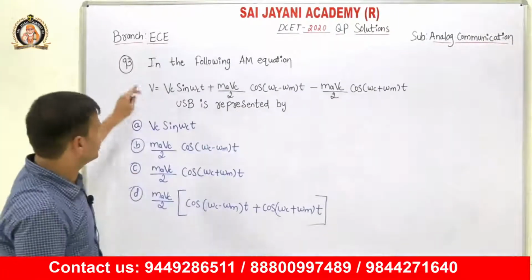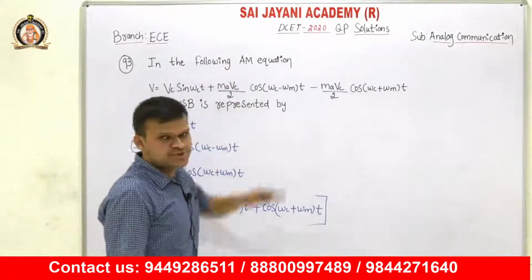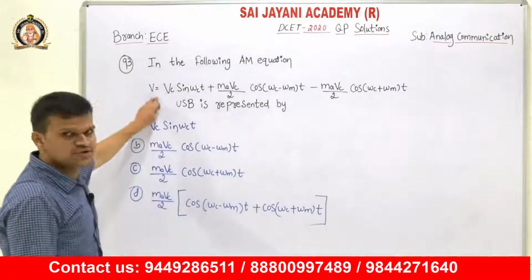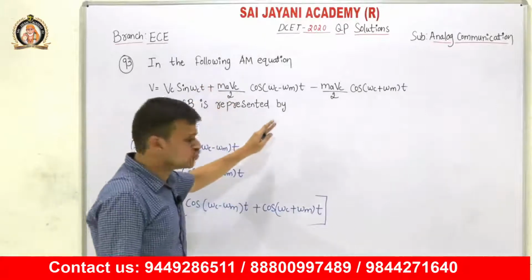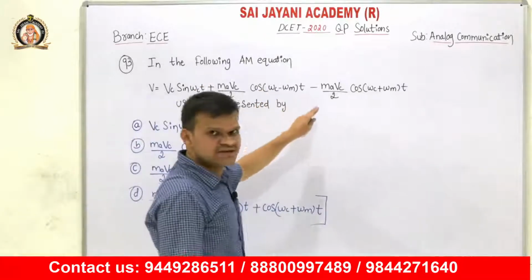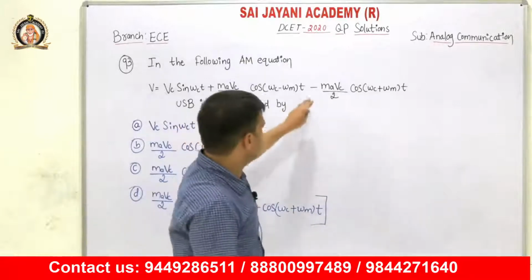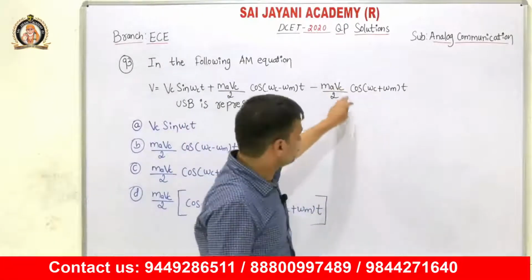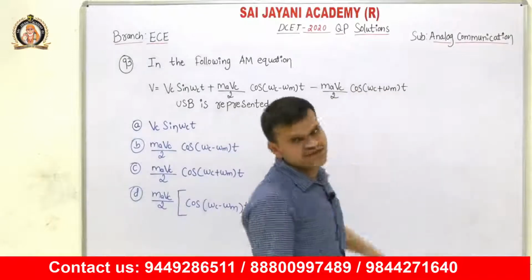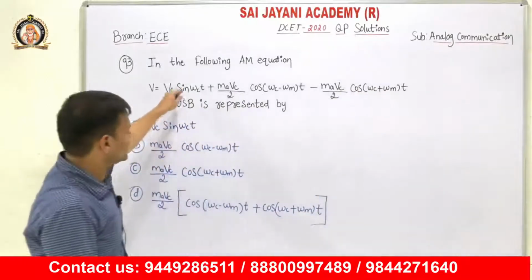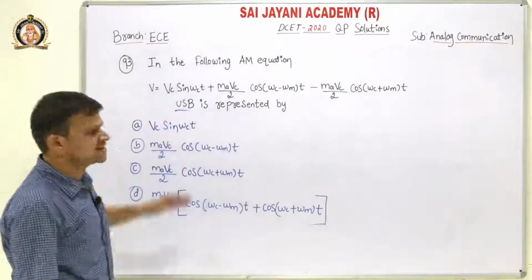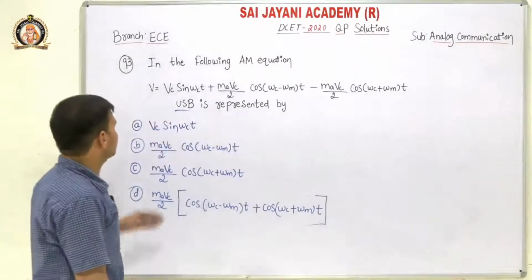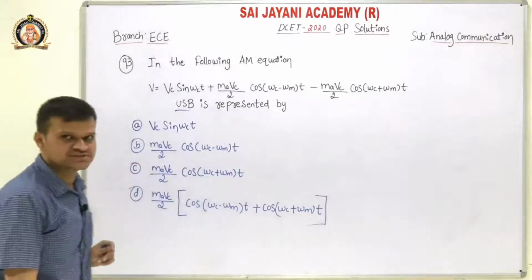Question number 93: in the following AM equation, V is equal to Vc sin omega Ct plus MAVC divided by 2 into cos omega C minus omega m into T minus MAVC divided by 2 cos omega C plus omega m into T. In that equation, we have to represent the USB, that is the upper sideband frequency of the signal. For that, they have given 4 options.